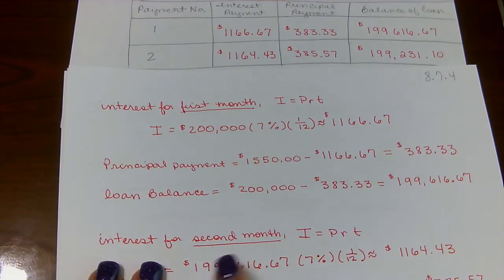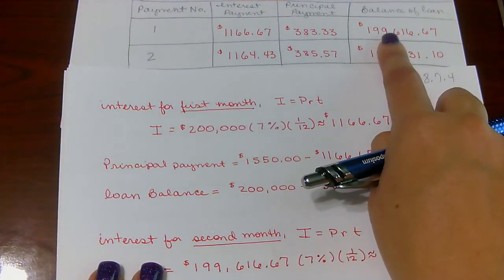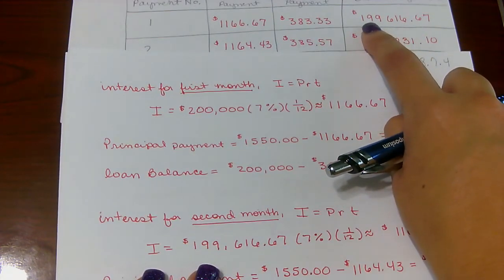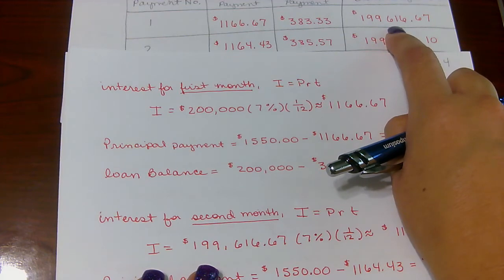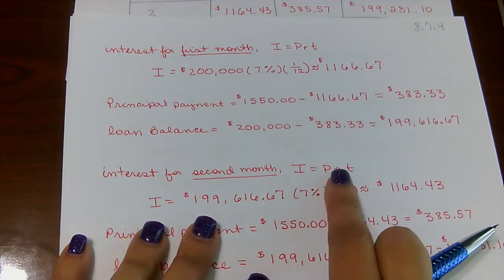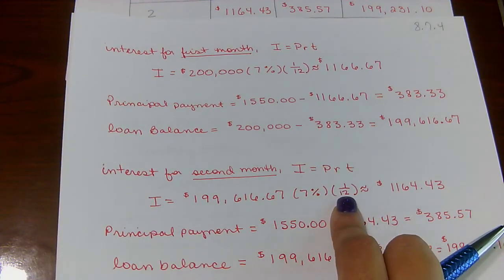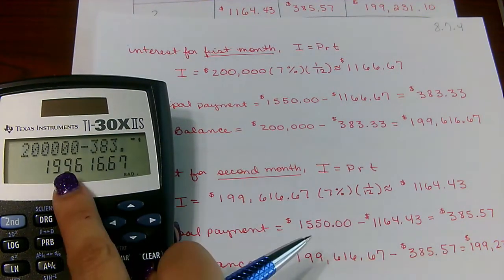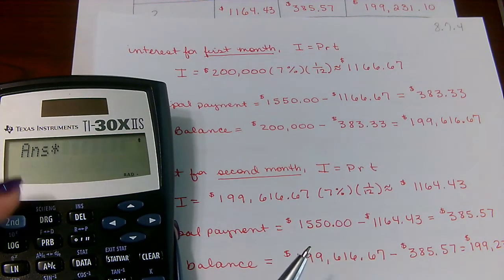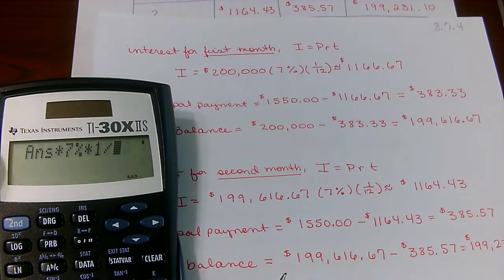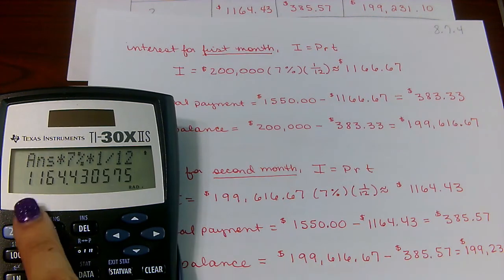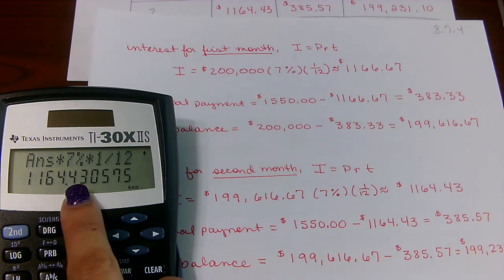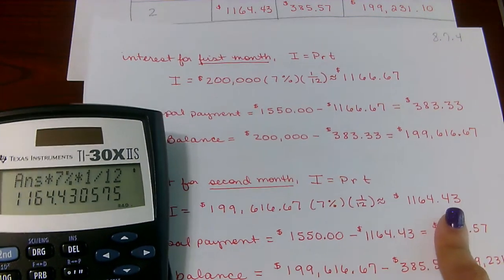When we're calculating our interest for the second month, the only thing that has changed is our principal. We no longer owe $200,000. We now owe $199,616.67. The interest rate is still 7% and our time is still going to be 1 month out of 12. When we do this calculation, all I'm going to do is keep this in my calculator and times it by 7% times 1/12. When I press enter, I can see that my new interest is going to be $1,164.43. That's what I have here.